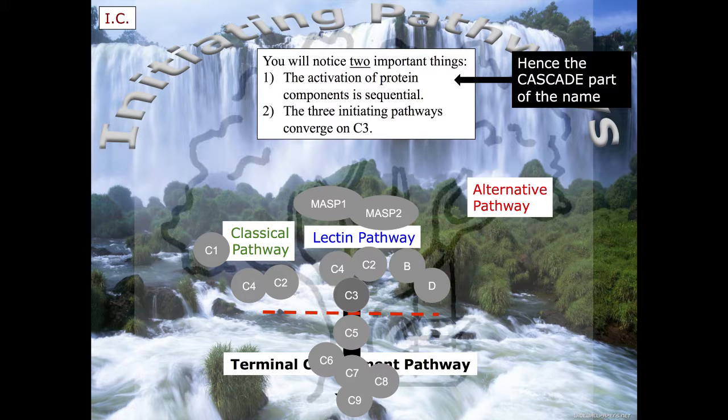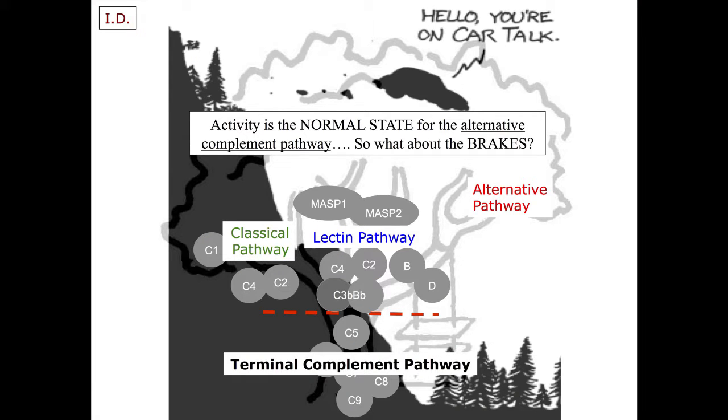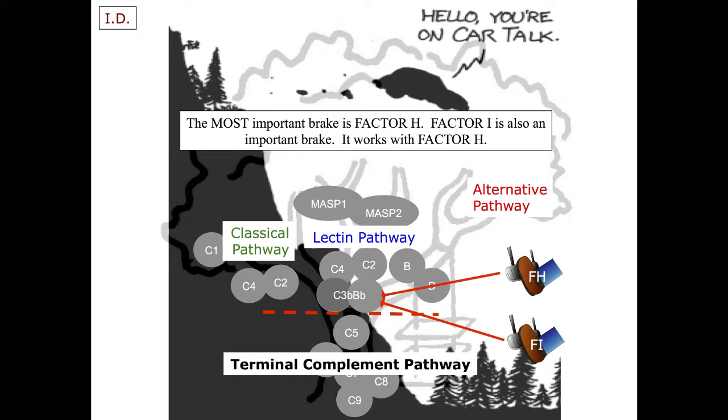So, if you have a complement system, you need brakes. And there are brakes to the complement system. And the most important brakes are factor H, which many of you are familiar with, and factor I. So I'm showing you an example of 2 brakes. Factor I does not work alone. Factor I works in concert with factor H. And factor H provides almost a landing dock for factor I to dock into so that it can help with the degradation of C3b.